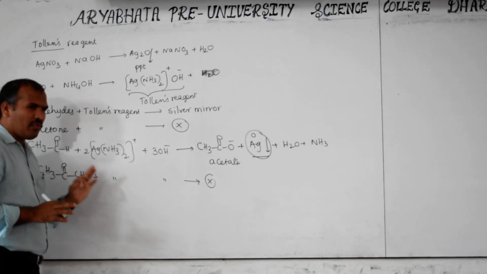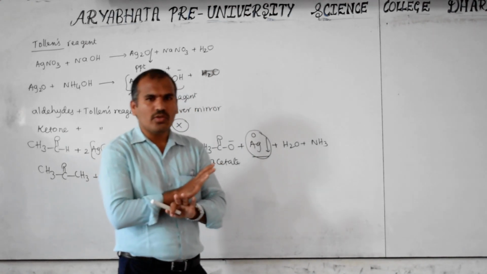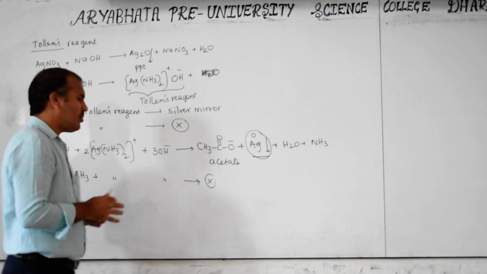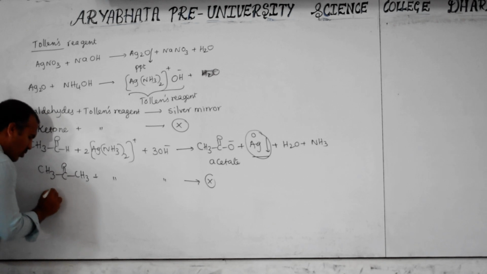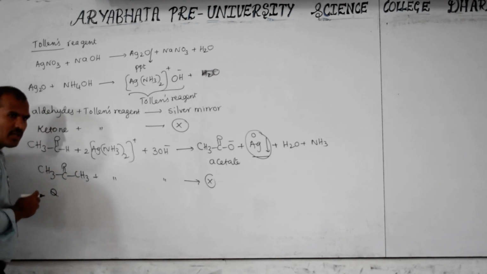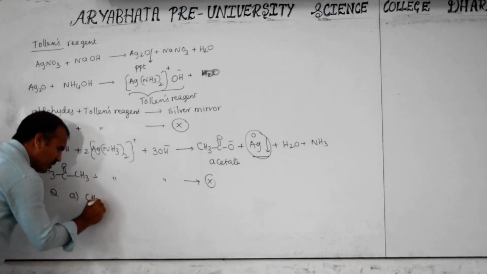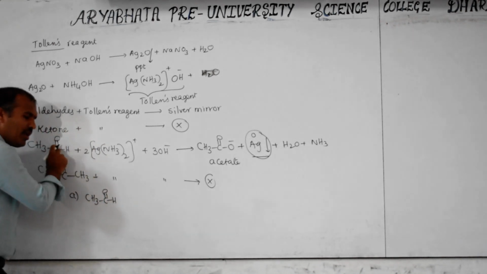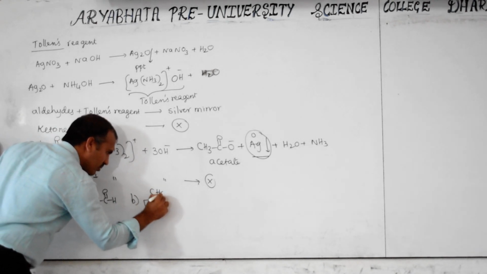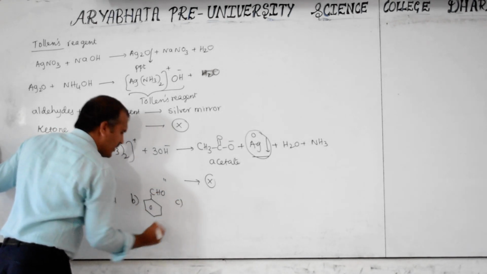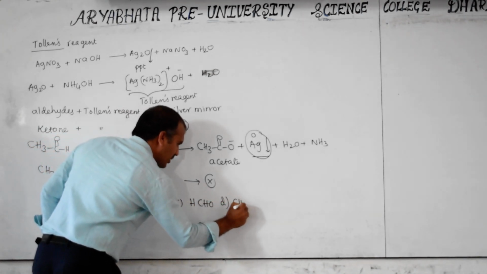Keep in mind, simple remembering: with Tollens reagent, only aldehydes give the positive test; ketones do not. Now I will give a question. Which of the following gives a positive Tollens test? Option A is already given here. Option B is benzaldehyde. Option C is formaldehyde. Option D is acetone.